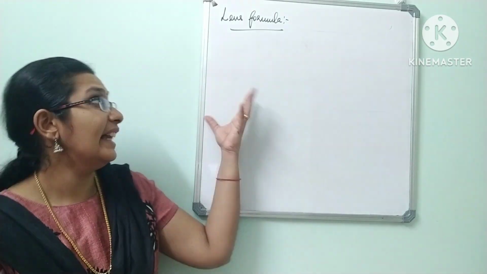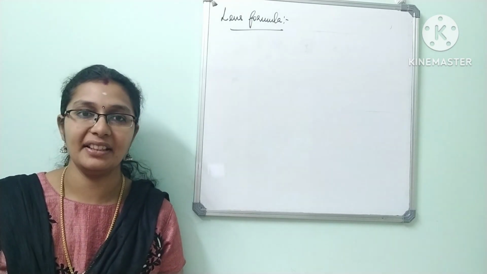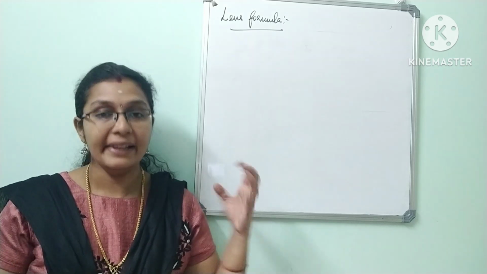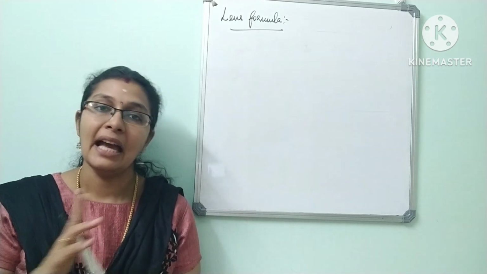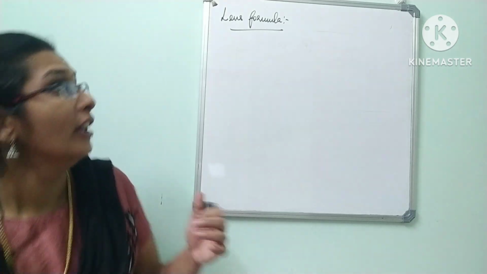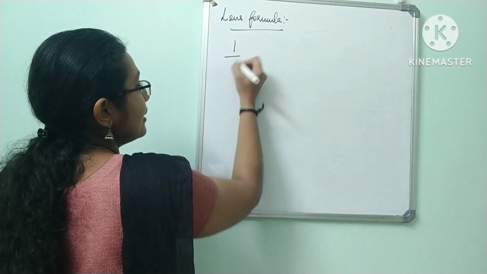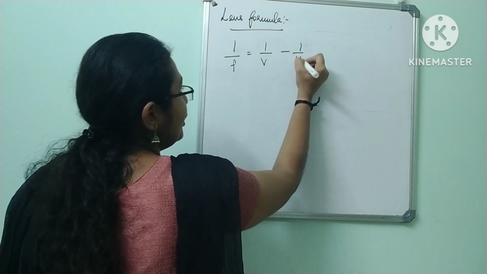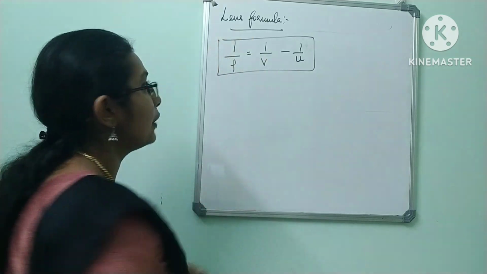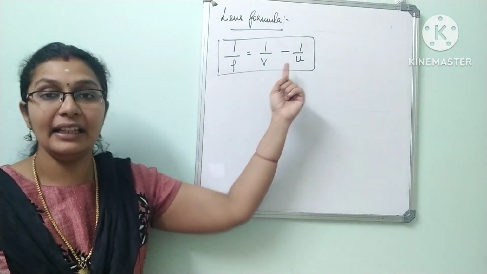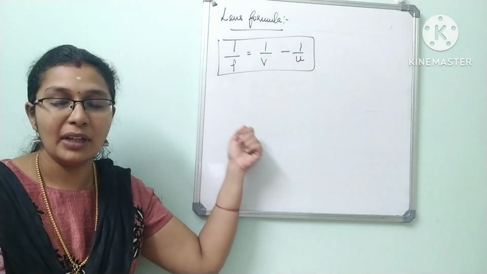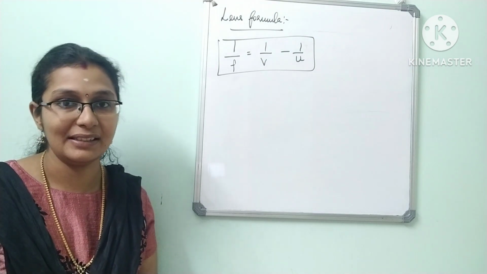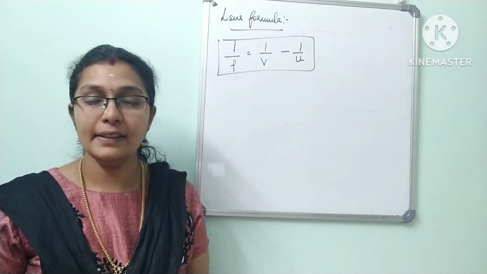So next is lens formula. I hope you are all clear with sign convention, right? Now, it is lens formula. Just like the mirror formula, we have the lens formula which connects focal length, image distance and object distance. There is a small difference in sign, except that both are the same. 1 by F is equal to 1 by V minus 1 by U is the lens formula. For the mirror formula, we have the same except the sign: here it is plus, here it is minus. So 1 by focal length is equal to 1 by image distance minus 1 by object distance. Clear? So this is what the lens formula is.